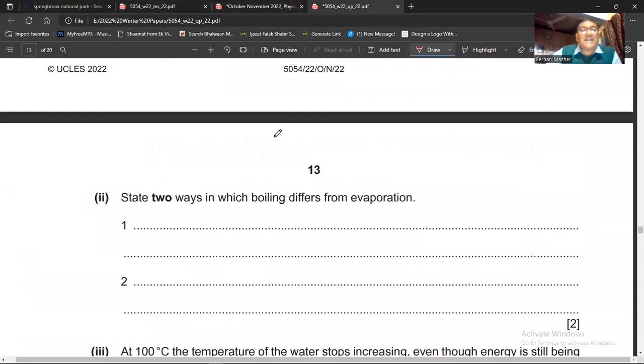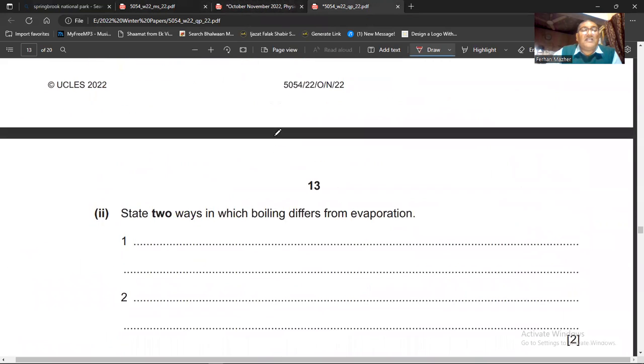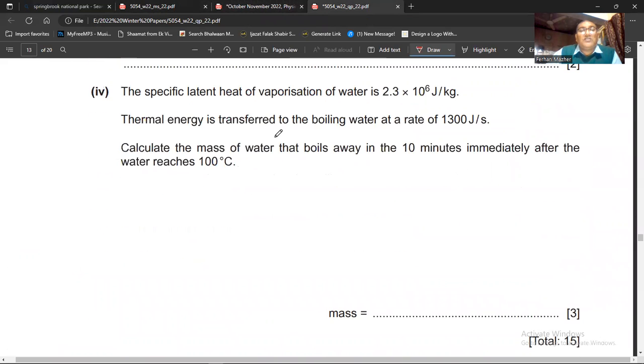Okay, so question number 7, and it's the C part, fourth question. It says the specific latent heat of vaporization of water is 2.3 x 10^6 joules per kg. The thermal energy is transferred to the boiling water at a rate of 1300 joules per second. Calculate the mass of water that boils away in the 10 minutes immediately after the water reaches 100 degrees centigrade. Okay.